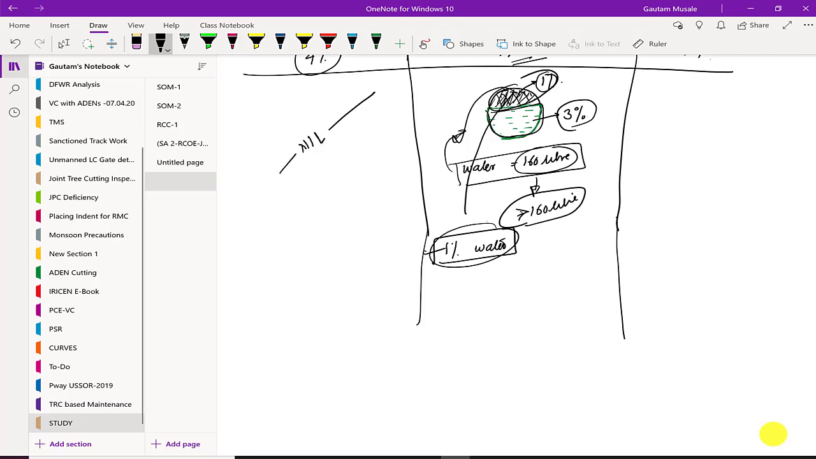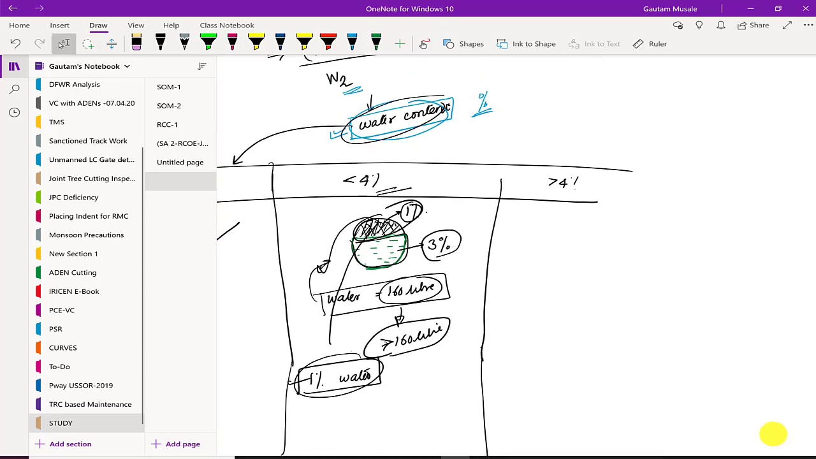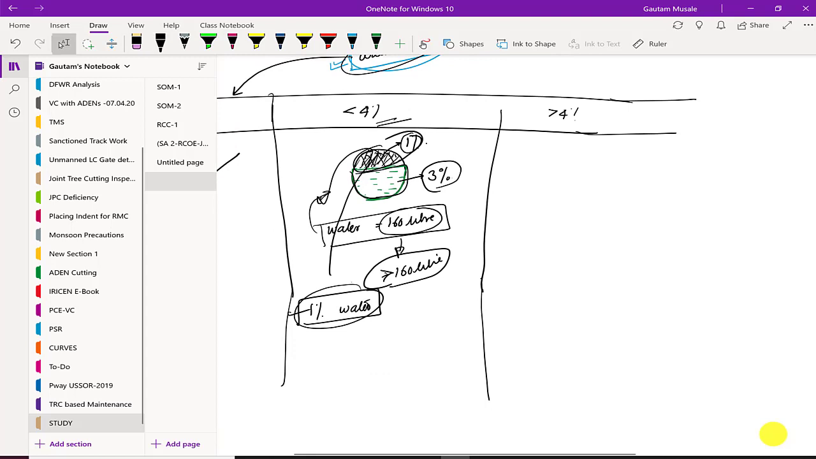Now let us come to the third and the last possibility, that is when my water content is more than 4%. Now how is this possible? Let us see. More than 4% means that all the water has been absorbed by the aggregates. As I already told, the water absorption capacity is 4%, so it has completely absorbed. But I say that the water content is more than 4%. How is that possible? That is possible when the excess amount of water, after completely absorbing, is available on the surface.